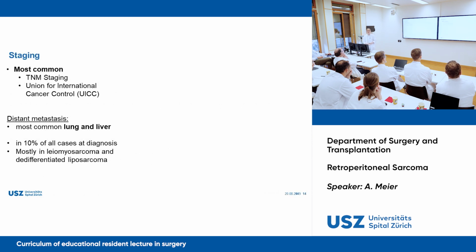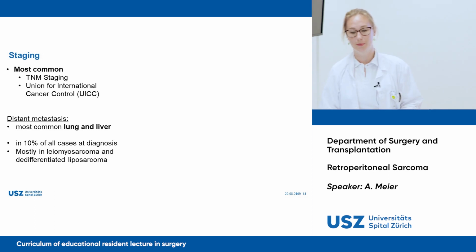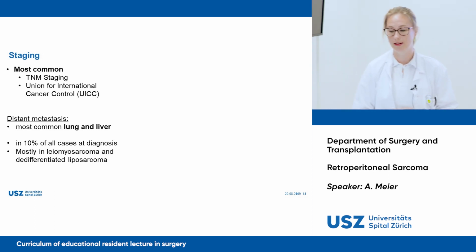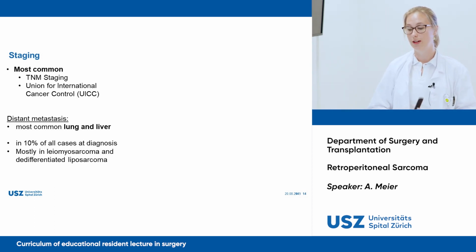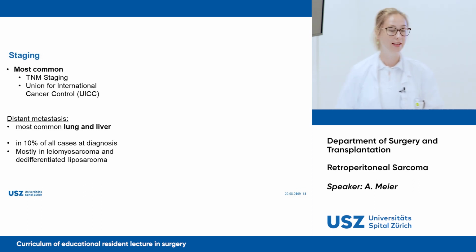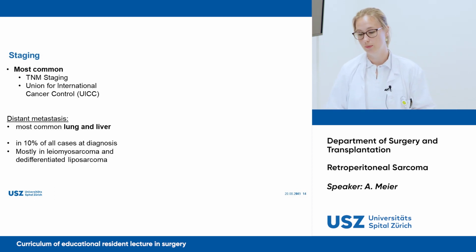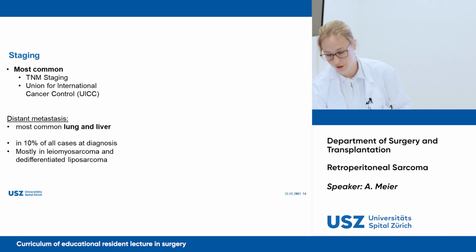Staging of these tumors is most common. We all know the TNM staging and the Union for International Cancer Control. We have to look for distant metastasis, most common in lung and liver. And in 10% of all these cases, we have metastasis at the time we diagnose the tumor. Mostly, metastasis occurs with the leiomyosarcoma and the dedifferentiated liposarcoma.